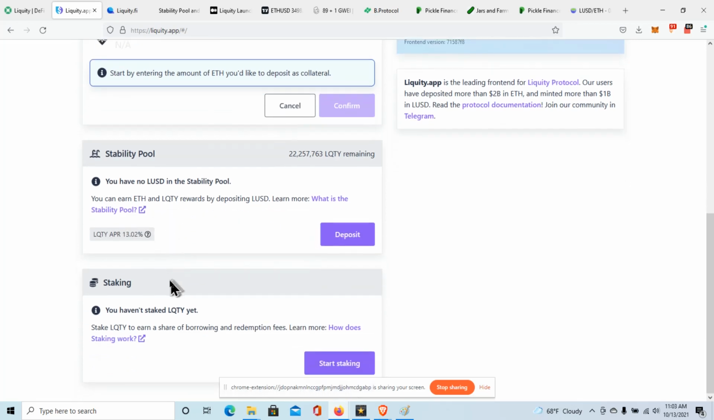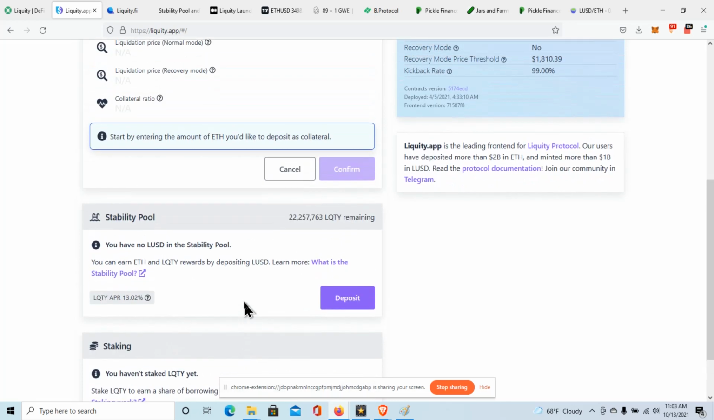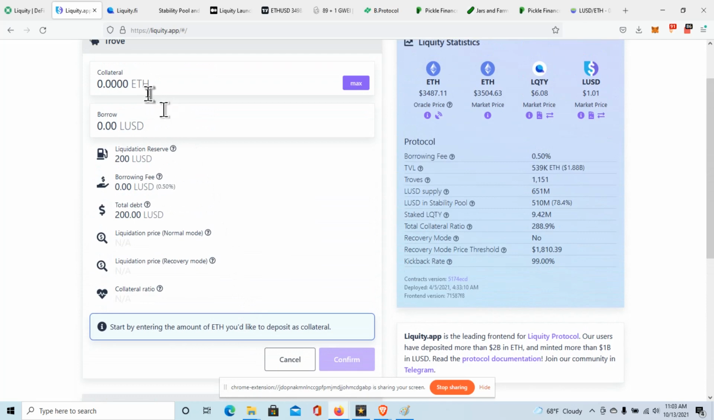And you could use a Liquity token to actually stake it and get a portion of the fees earned. So these fees are going to be coming from the borrowing fees, and they're also going to be coming from the redemption fees, right? Anytime you redeem, you're paying a 0.5% fee there too.